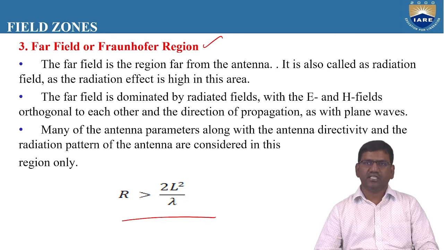So these are the three different types of field zones surrounding the antenna: one is the near field, the second is the radiating near field, and the third one is the far field. We need to make a note of these field zones.